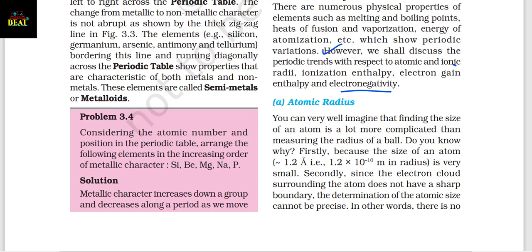electronegativity. A. Atomic radius. You can very well imagine that finding the size of an atom is a lot more complicated than measuring the radius of a ball. Do you know why? Firstly, because the size of an atom, that is 1.2 angstrom, that is 1.2 into 10 to the power minus 10 meter in radius, is very small.